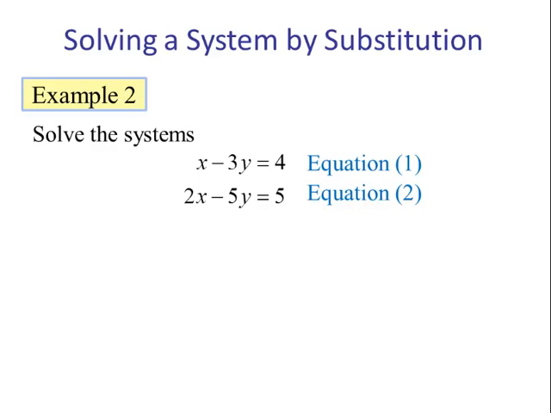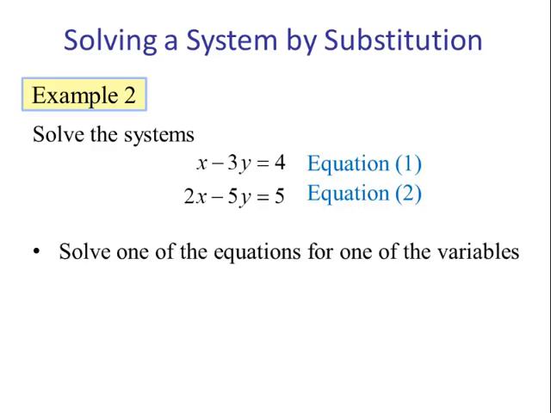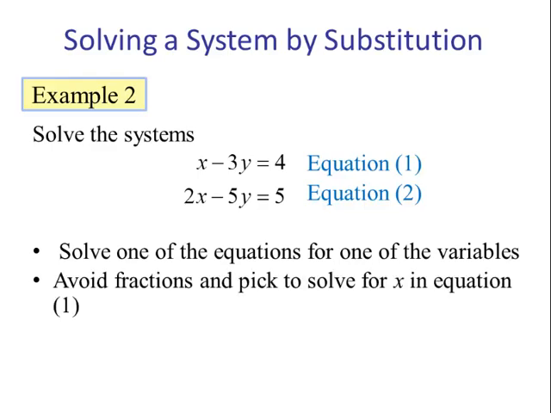Example 2. Solve the systems x minus 3y equals 4, 2x minus 5y equals 5. If you recall, the first step is we have to pick an equation and either solve for x or y. The easiest equation to use would be the first equation and solve for x. The reason is this has a coefficient of 1. When we have a choice, we want to solve for the variable that has a coefficient of 1. This ensures that we will stay away from fractions. So we're going to solve for x in equation 1.